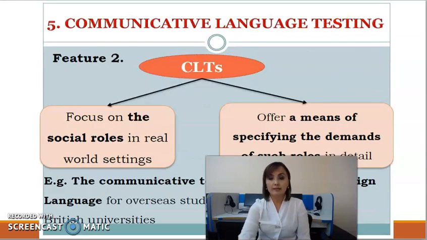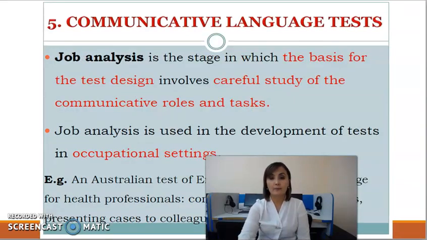Communicative language testing, CLT. First, it focuses on the social roles in real world settings. Second, it offers a means of specifying the demands of such roles in detail. For example, the communicative tests of English as a foreign language for overseas students intending to study at British universities.